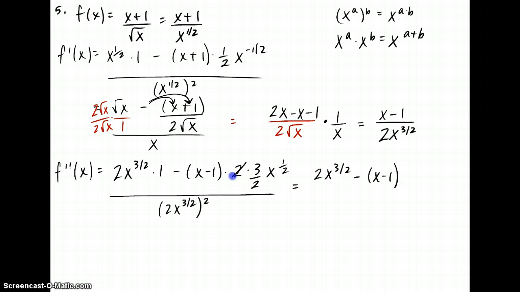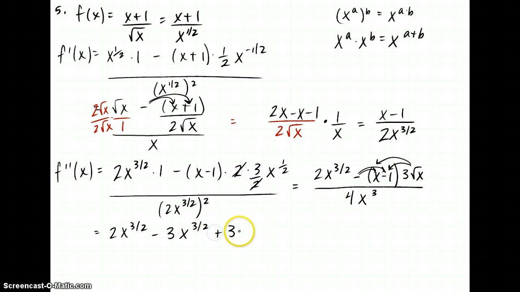So we have 2x to the 3/2 minus x minus 1. Now let's look at this. The 2's cancel, so I would have 3 root x on the outside all over 2 squared is 4. X power to a power, I multiply. 3/2 times 2 would give me to the third power. So 2x to the 3/2. Now I'm going to distribute the 3 root x and the negative. So negative 3 root x times x would give me negative 3x to the 3/2 plus 3x to the 1/2 all over 4x cubed.